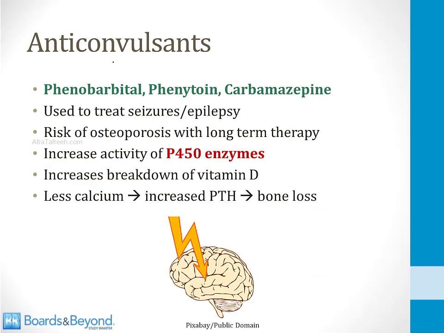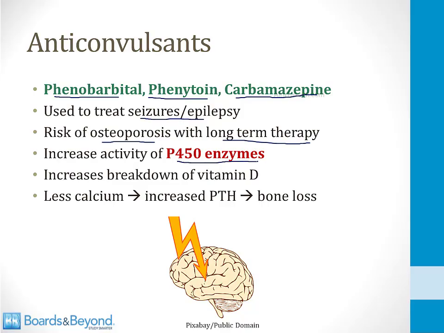There are 3 anticonvulsant drugs that can lead to osteoporosis. Those 3 drugs are phenobarbital, phenytoin, and carbamazepine. And I talk about all of these drugs in the neurology section in the video on seizures. These drugs are used to treat seizures and epilepsy, and there's a risk of osteoporosis with long-term therapy. Many patients who have epilepsy need to take these drugs for an extended period of time, and they're at risk for developing osteoporosis.